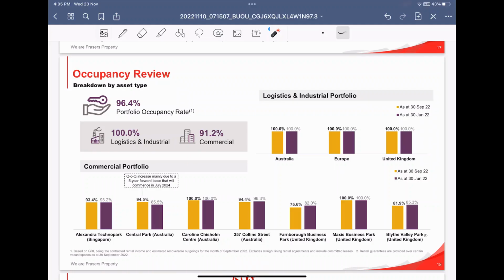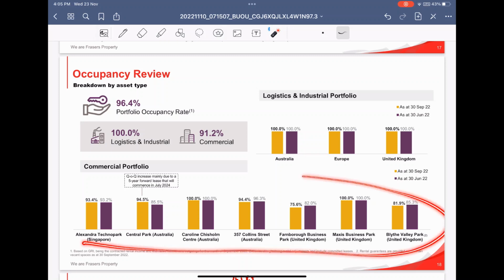Okay, so looking at the performance of the occupancy between the logistic and industrial side and the commercial side, you can see that there is actually a difference where the L&I is 100%, which is very good, whereas compared to the commercial side, which is a decent value of 91.2%. As you can see from the different occupancy in the commercial throughout the countries.